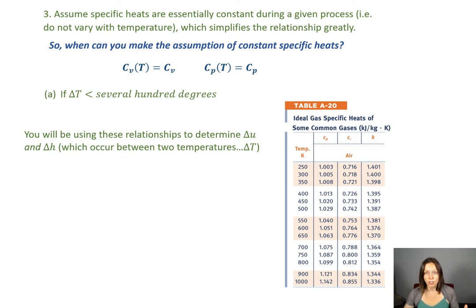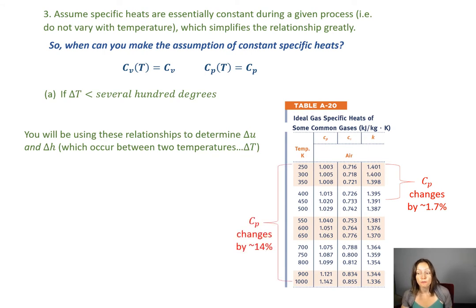Now, if the change in temperature from one state to another is relatively small, say several hundred degrees, then your CP and your CV values are not going to change that much. If you just look at how CP changes from 250 to 450 Kelvin, that's not that much. But now if you look from 250 to 1,000 Kelvin, that CP starts to change quite a bit. And so if you're on the order of magnitude of 100 or so, your error in making this assumption is going to be relatively small.